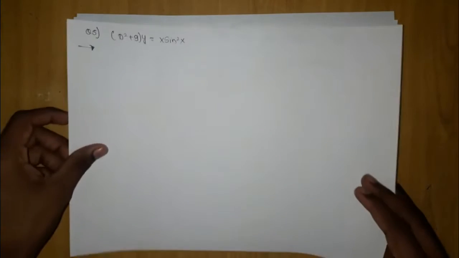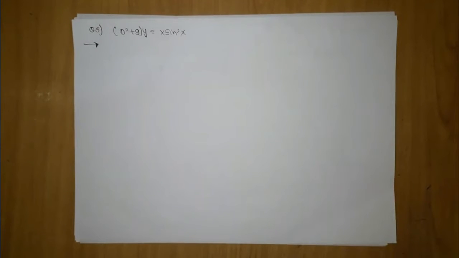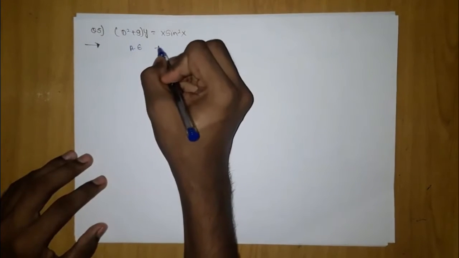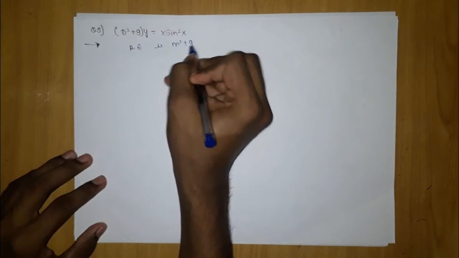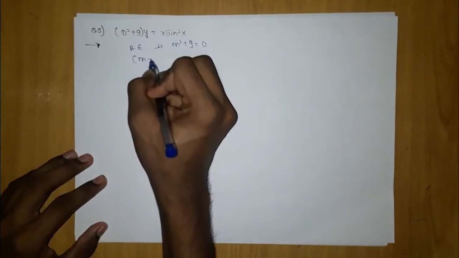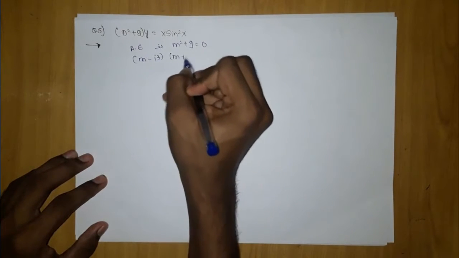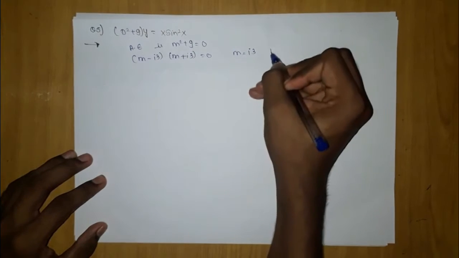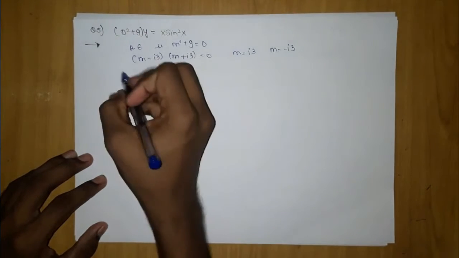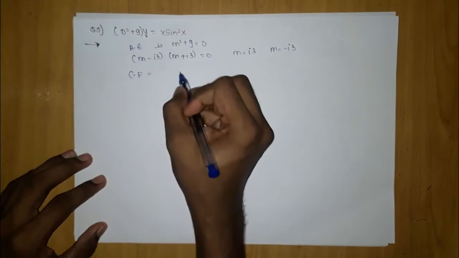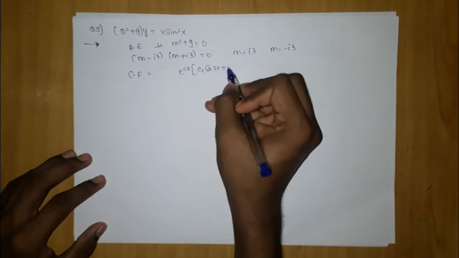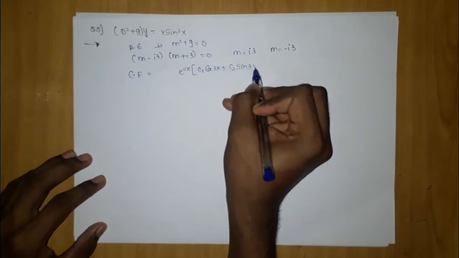The next question which we are going to take is this one. The question says d square plus 9 into y equals x into sine square x. All these steps will be the same. The auxiliary equation is m square plus 9 equal to 0. Here complex roots will appear: m minus 3i, m plus 3i equal to 0, giving m equals 3i, m equals minus 3i. So the complementary function is very simple: e to the power 0x bracket c1 cos 3x plus c2 sin 3x.